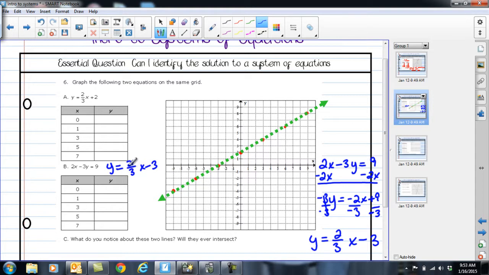So now I have my equation, y equals 2/3 x minus 3. And I'm going to graph it. Well, the y-intercept for this one is -3. The slope is still 2/3, so I'm going to go up 2 and over 3.